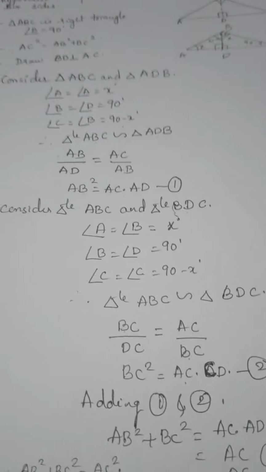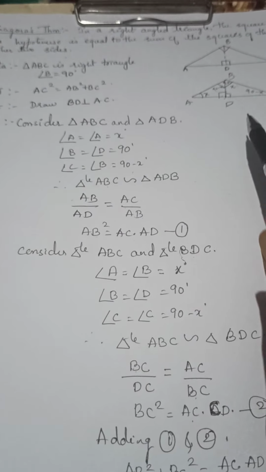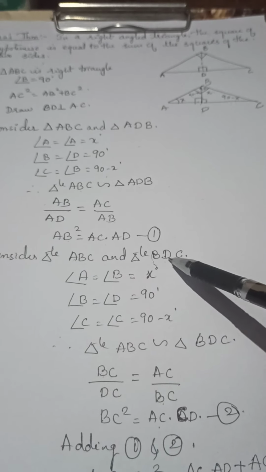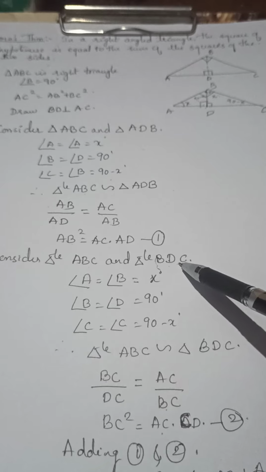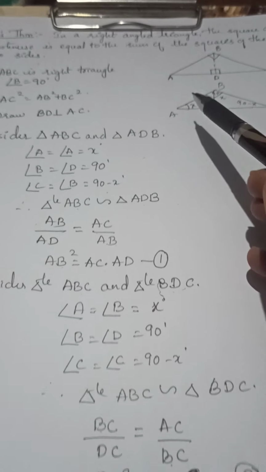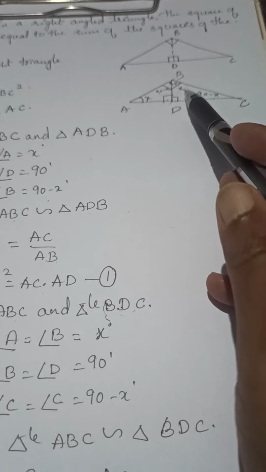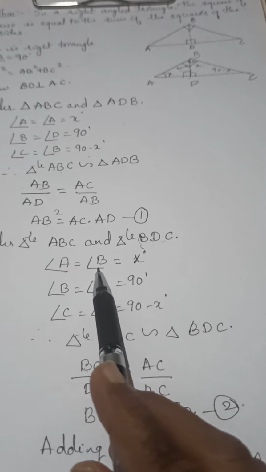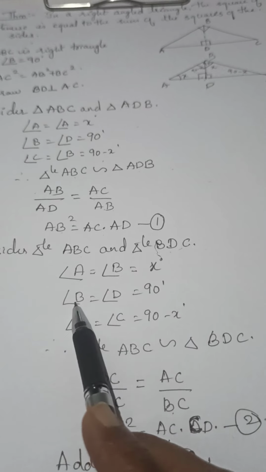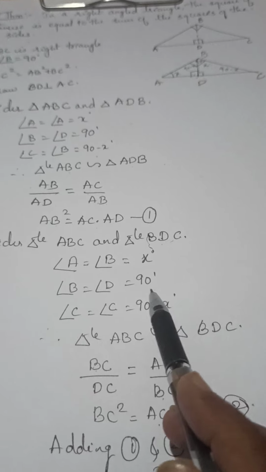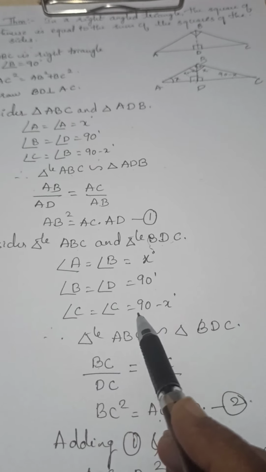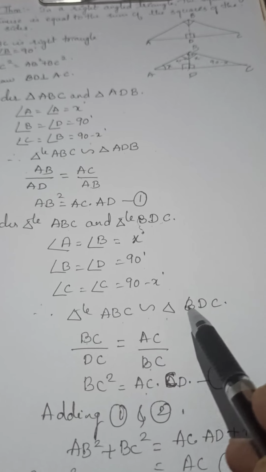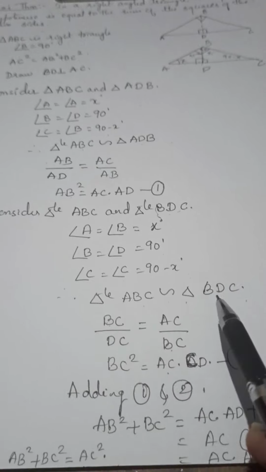Now next one, come to the next triangle. Same thing again: the bigger one is triangle ABC, the smaller one here. Now B is 90 degree, D is 90 degree, so you have put B in the center, I also put B in the center. So what is angle A? It is X. Where is angle X here? It is for B. So take BDC. So angle A is equal to angle B, X. Angle B is equal to angle D, 90. Angle C is equal to angle C, 90 minus X. Therefore, triangle ABC is similar to triangle BDC.